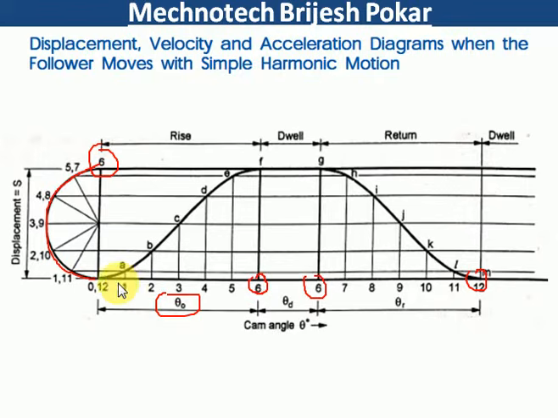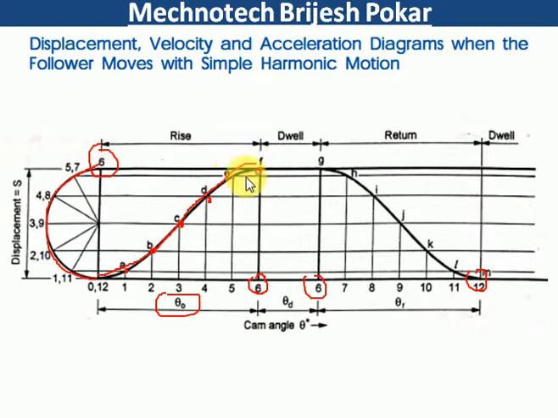So one part will have 1 point, right? So here 1, this is 2, this is 3, 4, 5 and 6. So by this way we can get the path of the follower motion. Okay, so this is called the simple harmonic motion. This path is called the simple harmonic motion.